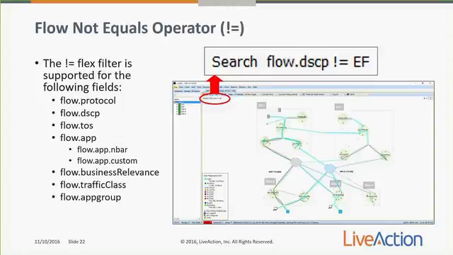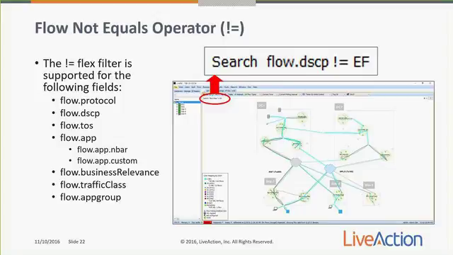Next, let's talk about the flow not equals operator. Now, there's been a lot that we've been able to do in our search capabilities in LiveNX. And I kind of like to think of it like a Google search for NetFlow, or if you're familiar with Wireshark, being able to enter in search commands to identify things like applications, DSCP values, and so forth.